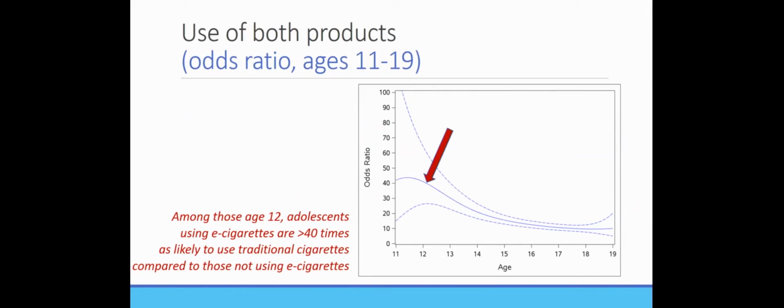So among those age 12, adolescents using e-cigarettes are at greater than 40 times odds of using traditional cigarettes compared to 12-year-olds not using e-cigarettes. So you can get a sense from this plot about the co-occurrence of using both products as a function of age.